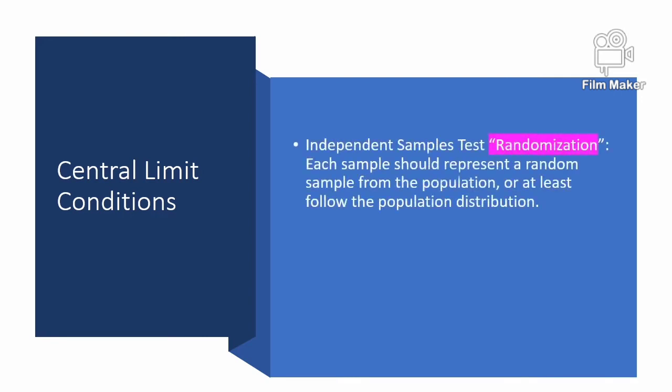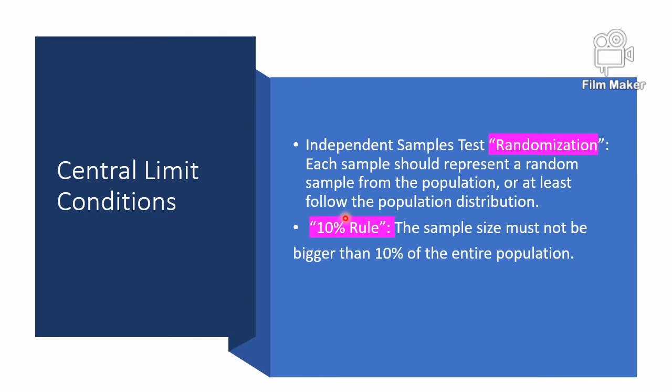Central limit condition. First, independent sample test. We need randomization. Each sample should represent a random sample from the population, or at least follow the population distribution. 10% rule. The sample size must not be bigger than 10% of the entire population.